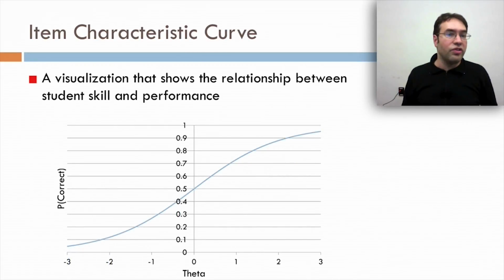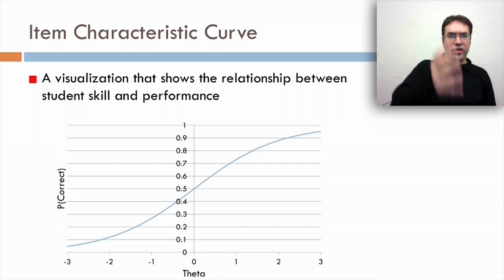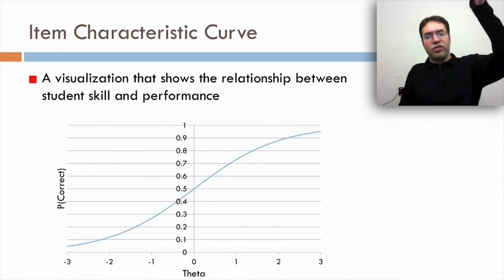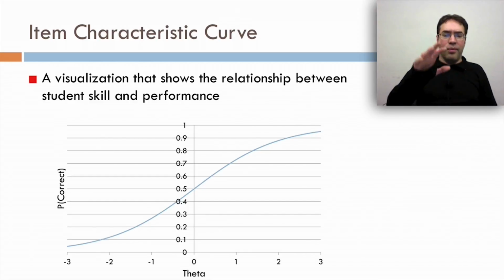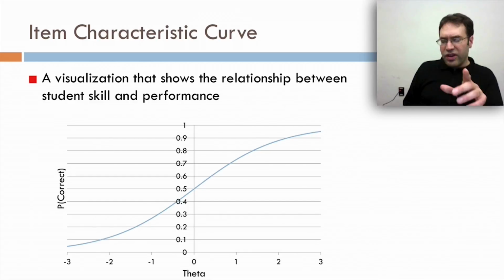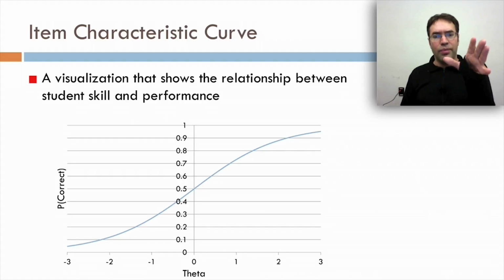In IRT, we can understand an item's difficulty by looking at, for that item, the relationship between student skill and performance. As you can see on this graph, the x-axis is theta, student ability, and the y-axis is correctness. And when theta equals 0 for this graph, probability of correctness equals 0.5. This actually has to mean that B is equal to 0, because for P of correct to be 0.5, theta and B have to be exactly balanced.